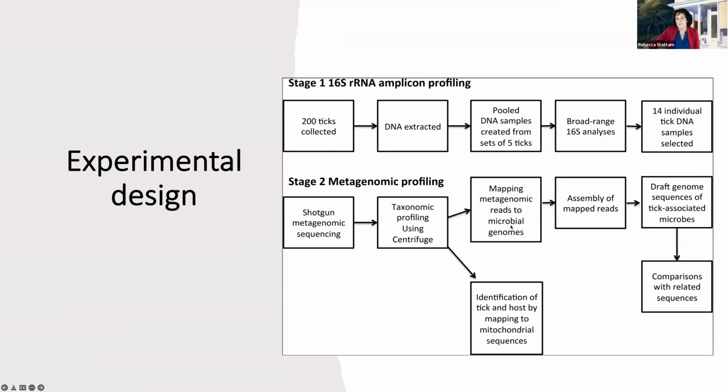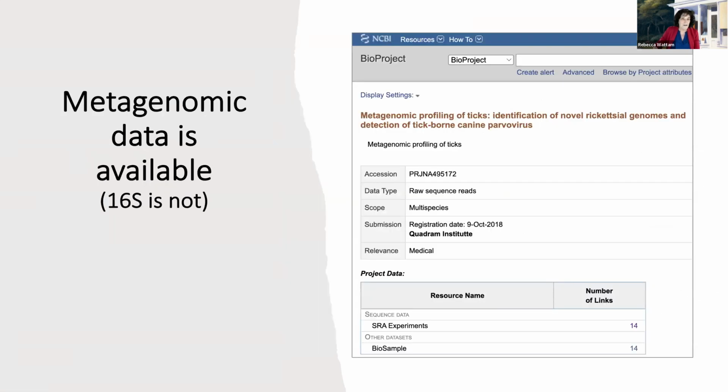Then they mapped the metagenomic reads to microbial genomes, something we can do in BVBRC. They assembled those reads. They took the draft sequences and compared them. They tried to pull out draft genome sequences from that, and then they did the comparison of those sequences. One thing I also like about the study is the data is available. That's one of the things that we need to be able to show you what you can do in BVBRC.